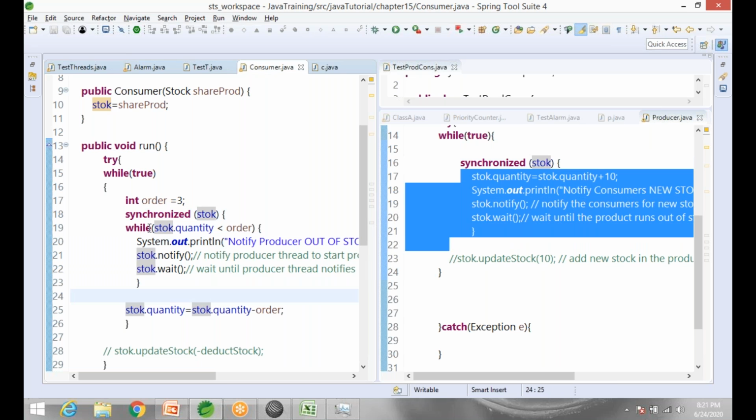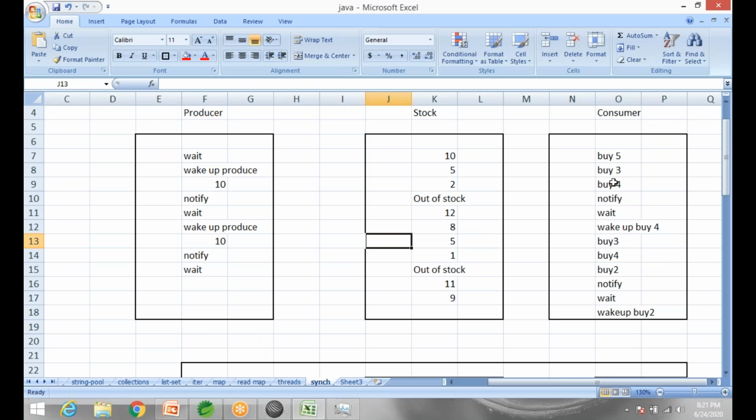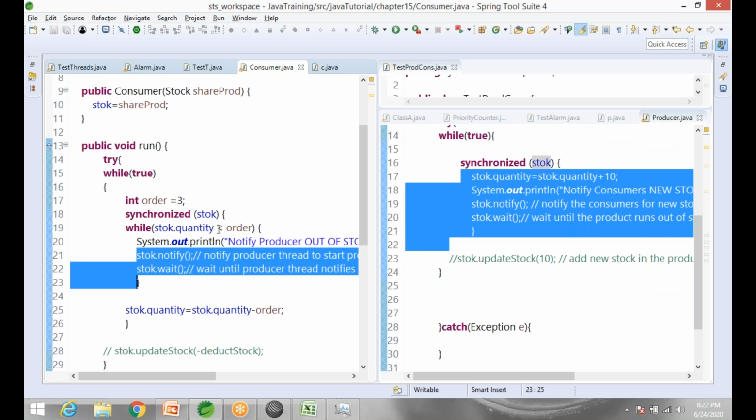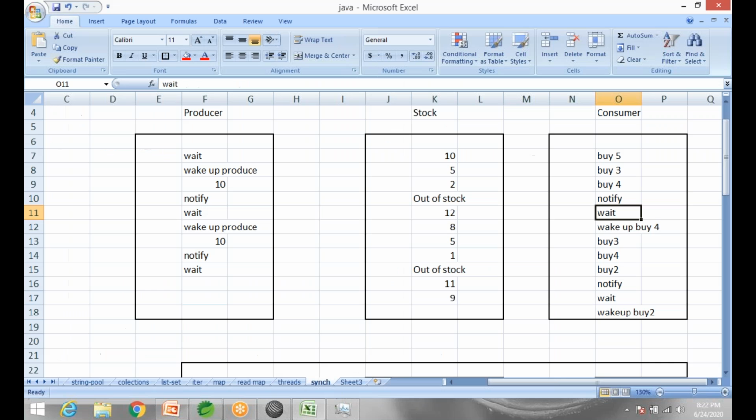Okay, consumer is checking. If the quantity is less than order, notify and wait. So if the quantity is less than the stock, notify and wait. That's all. If the quantity is not less than order, what do I do? Decrease from the quantity. Exactly. Okay, so if you have enough stock, you just keep buying.